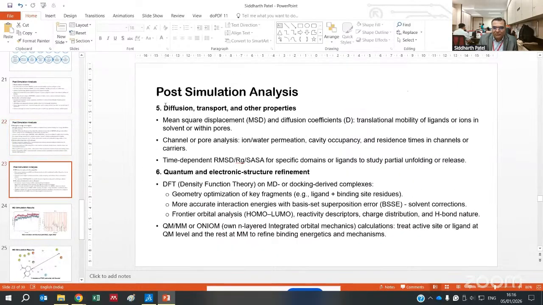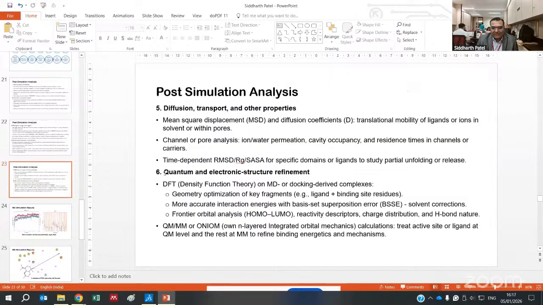Then the fifth one is diffusion, transport, and other properties of the molecule. So the drug molecule, how does it diffuse in the biological system? How does it get transported? Will it bind with the hemoglobin, or will it bind with any other protein, or will it be soluble in the water itself? Those kinds of transport mechanisms, diffusion patterns, and other things can be identified by mean square displacement, diffusion coefficient, channel or pore analysis, and time dependent RMSD. So these are the methods which give us details about diffusion, transport, and other properties of the ligands.